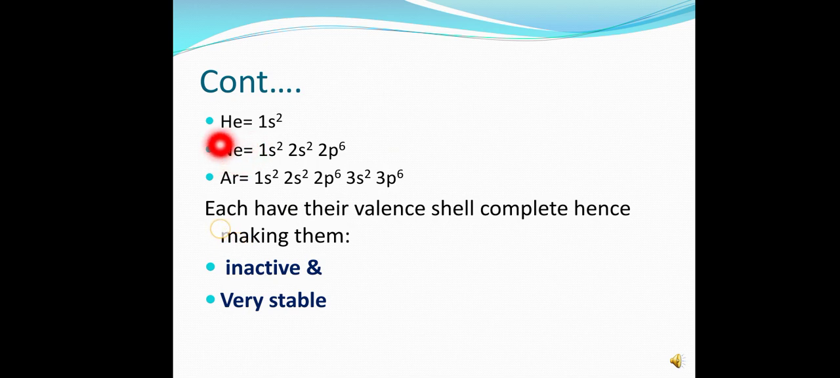Now look at this. Helium, 1s2, means its shell is completely filled, no space for any more electrons. Neon, 1s2 2s2 2p6, the second shell, the valence shell, has 2 plus 6, 8 electrons, no more space for any other electron. Similarly, argon, 1s2 2s2 2p6 3s2 3p6, the third shell is the valence shell, 2 plus 6 equals 8, which means again they don't have any space for any more electrons.